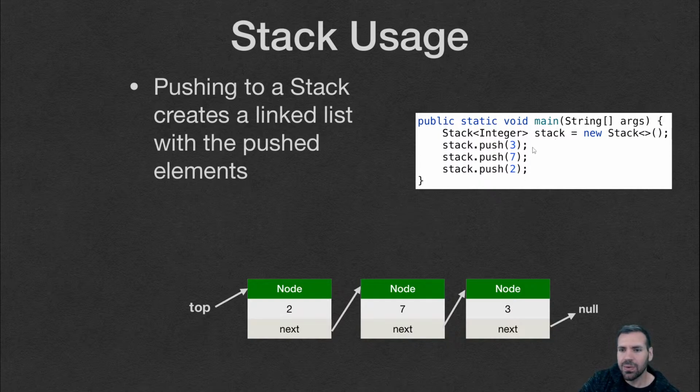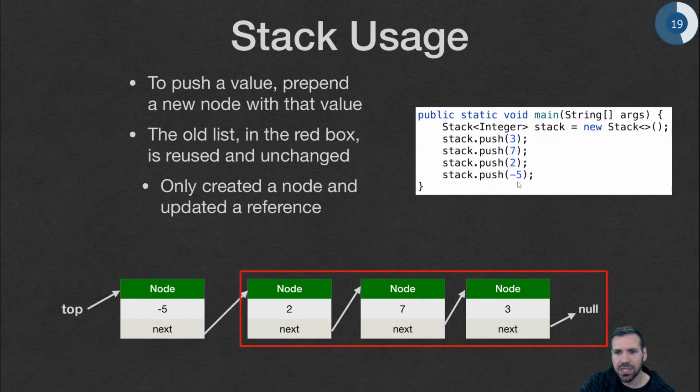Okay. So we've pushed 3, 7, and 2. This is what our linked list is going to look like. Top is going to be a reference to 2. That was the last thing that was pushed. We're prepending. So 3, prepend 7, prepend 2. And then we want to push -5. When we push -5, top is now going to be referring to a new node with the value -5, and its next is the old head of the list.